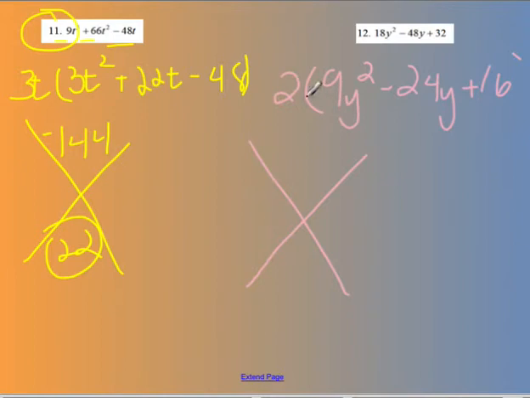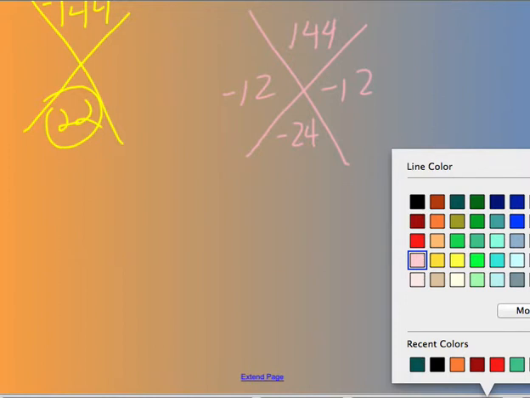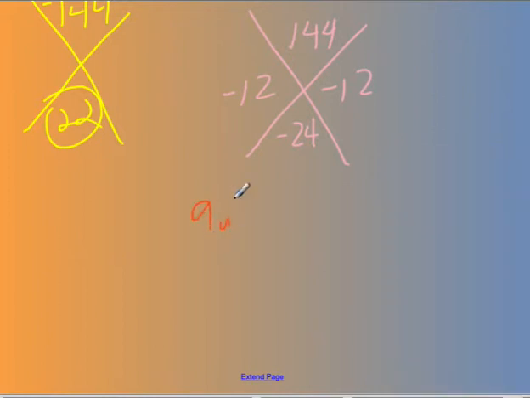So now you're going to take 9 times 16, and that's going to give you 144. So you're multiplying to 144 and adding to a negative 24. To do that, you need negative 12 and negative 12. So now I'm going to factor by grouping. And I'm not going to forget my little sister this time, I swear. So then I have 9y squared minus 12y plus 16. So I just split up that 24. And now I'm ready to factor by grouping.